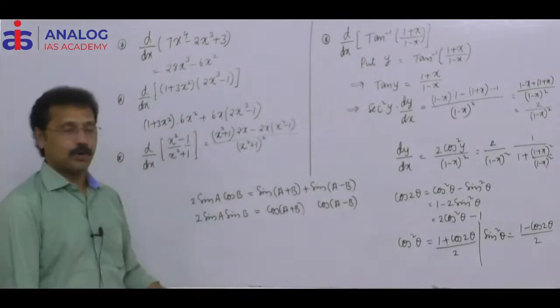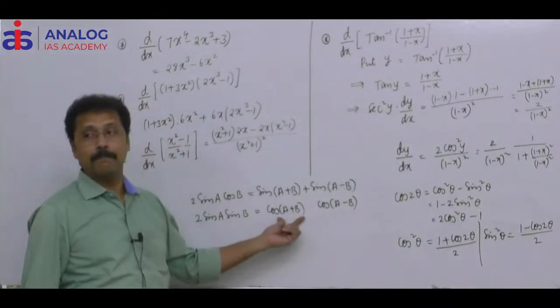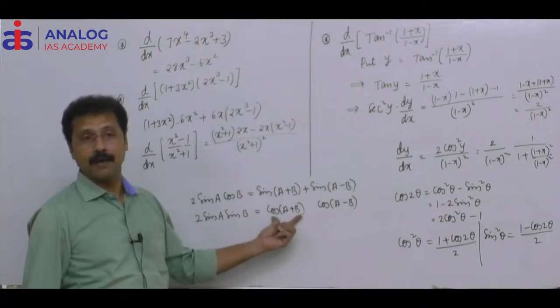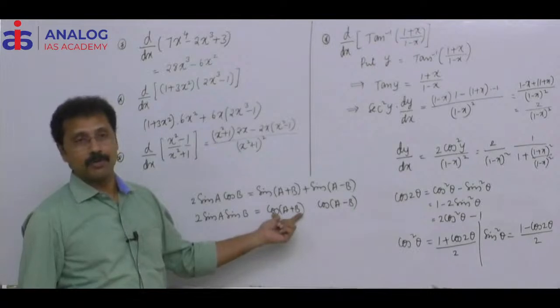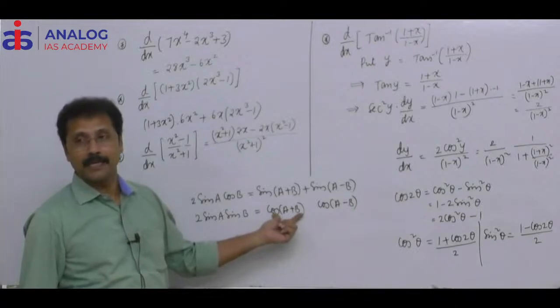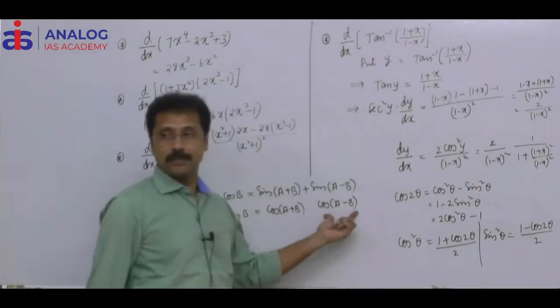So cos A plus B is cos A cos B minus or plus? Cos A plus B in the formula? Cos A plus B equal to cos A cos B minus sin A sin B. Okay? Cos A minus B is?